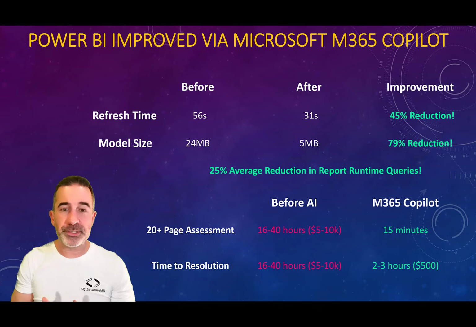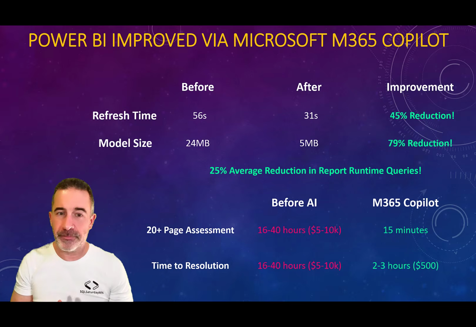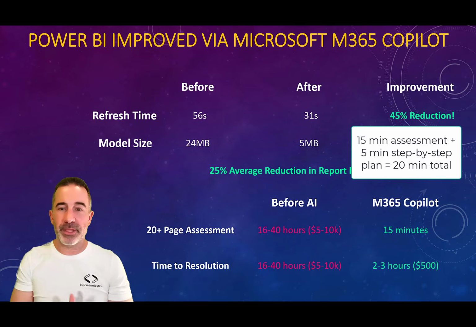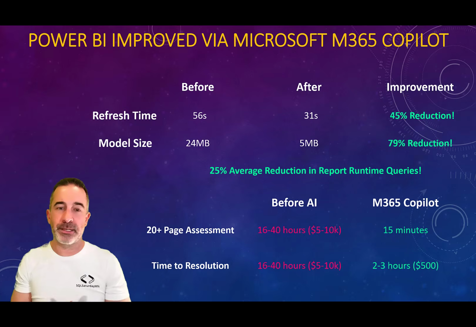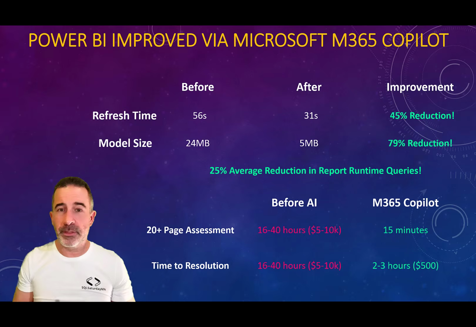I ran several sequences of unit testing report usage, and Power BI Performance Analyzer recorded an overall reduction of 25% in rendering speeds. And the time invested to make this happen, 20 minutes with M365 Copilot Researcher to generate an assessment and a step-by-step paint-by-numbers plan to make the improvements. Then about another 2 hours to implement the changes.